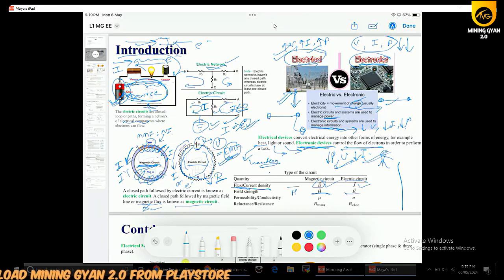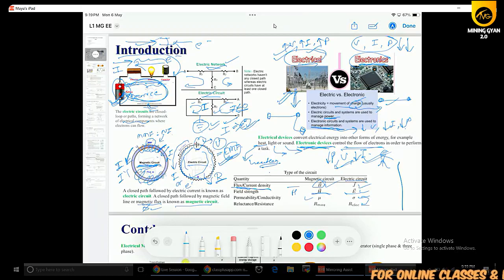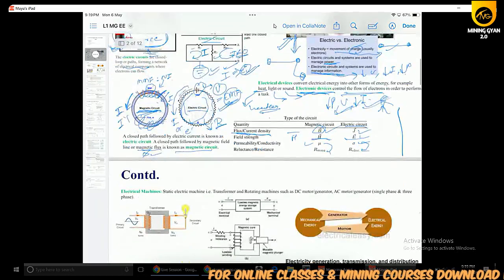In case of an electric circuit, it will deal with the electric field lines. In case of a magnetic circuit, permeability will be there, but in case of an electric circuit, conductivity will be there. So conductivity will offer a resistance, whereas permeability of any magnetic material will offer a reluctance. So these are the basic differences.